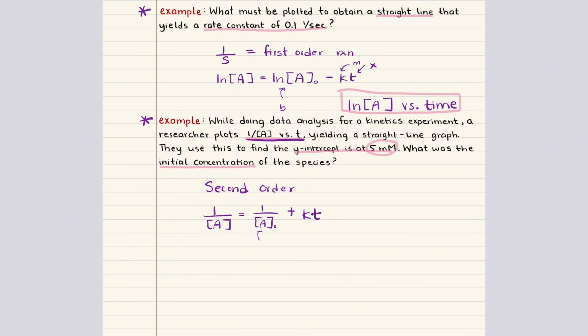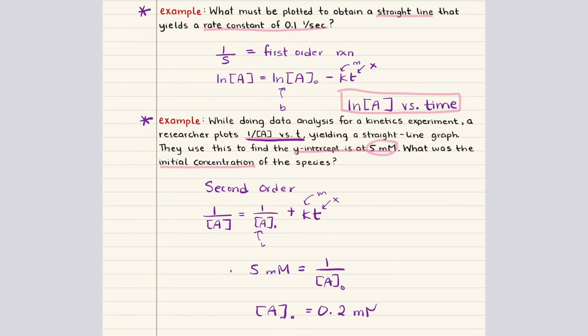If we compare this to y equals mx plus b, the y-intercept corresponds to 1 over the initial concentration. So if the y-intercept is 5 millimolar, that value represents 1 divided by the initial concentration. Taking the reciprocal gives us an initial concentration of 0.2 millimolar.